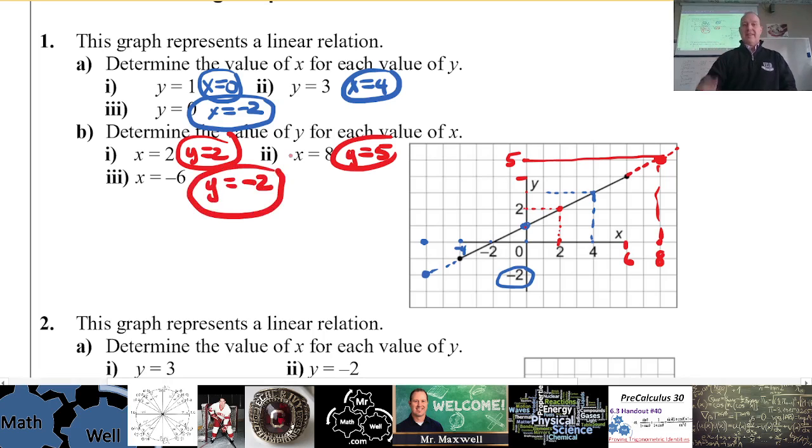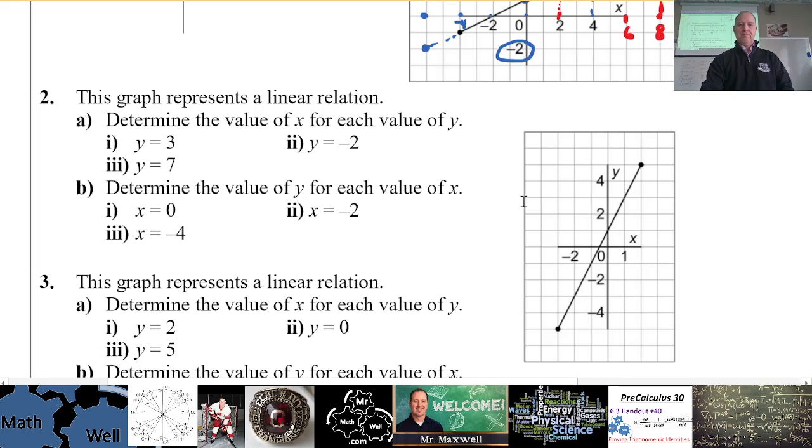Everybody good? Okay. All right. This graph represents a linear relation. Determine the values, again, and so on. I'm not going to spend as much time on here. So when y equals 3, I go over here, and that's x equals 1. When y equals negative 2, that's x equals, ooh, got to be careful there. Negative 2 is going to be negative 1.5.